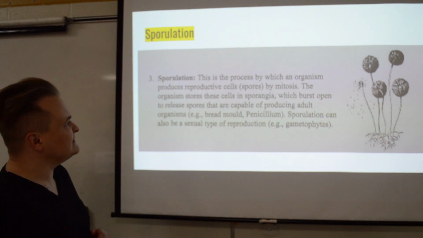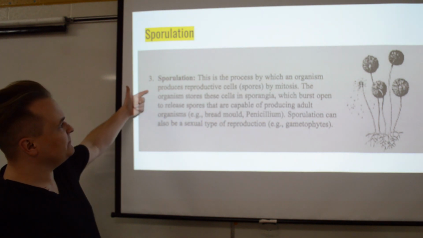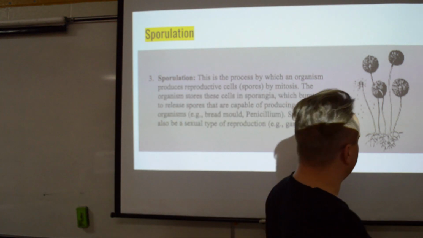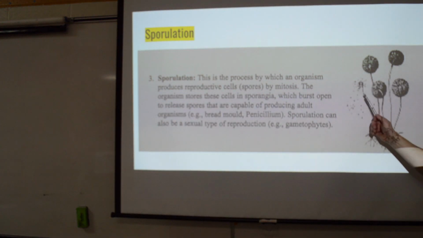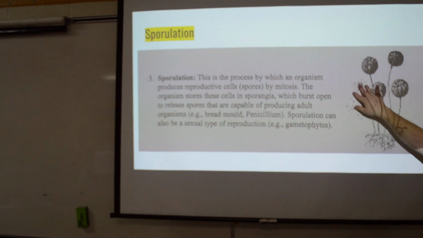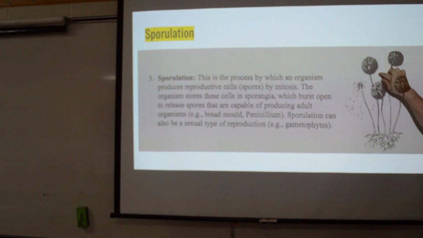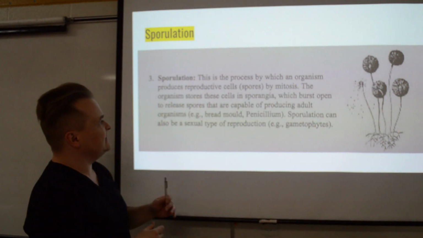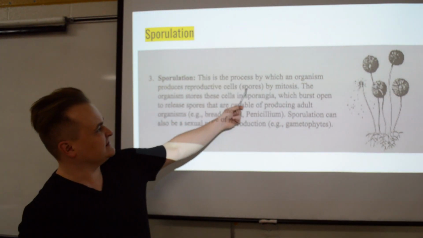Sporulation, this is the process by which an organism produces reproductive cells called spores by mitosis. So these right here, these spore sacs, they make a bunch of spores. So it starts out with just something simple, and a bunch of mitosis happens here, and it grows more and more until you get these big spore sacs, and then they're going to open, right? So you can see they've created spores.